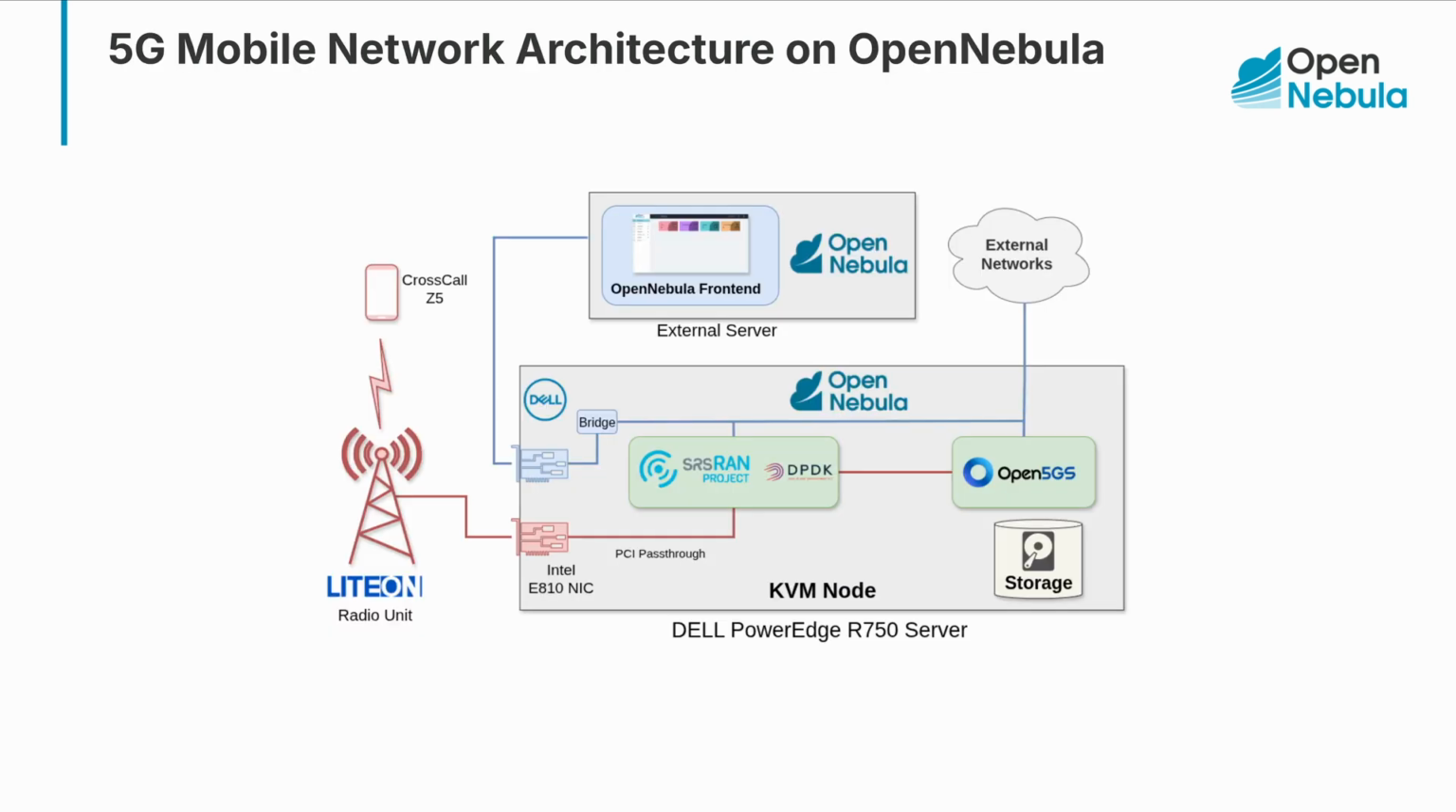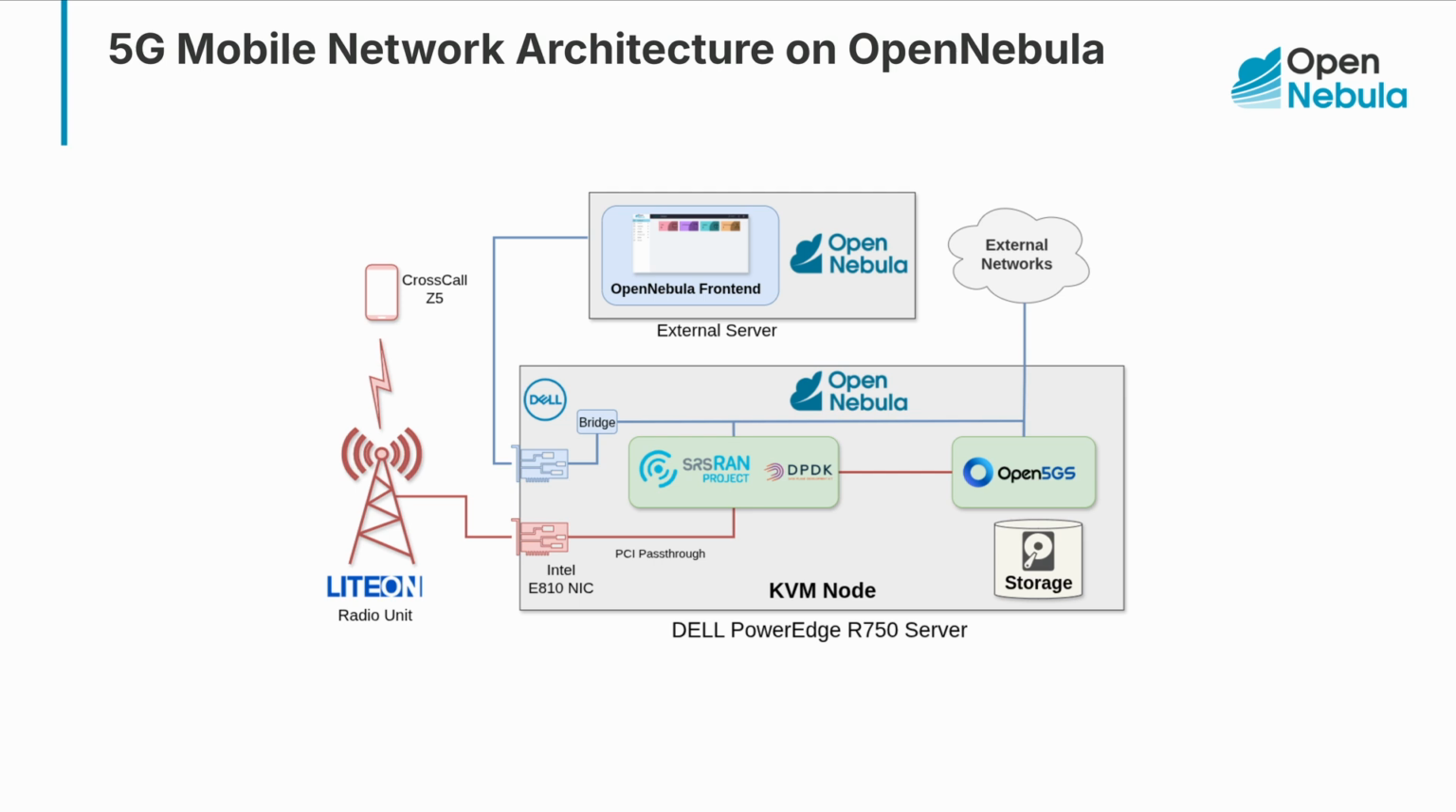The entire system is orchestrated by the OpenNebula frontend, which is running on a dedicated external server. This is the management plane for our cloud infrastructure. The frontend manages resources of Dell's server that is configured as a KVM host. It also hosts all the virtualized network services. On this KVM node, we deploy the key 5G components, such as two pre-installed virtual machines.